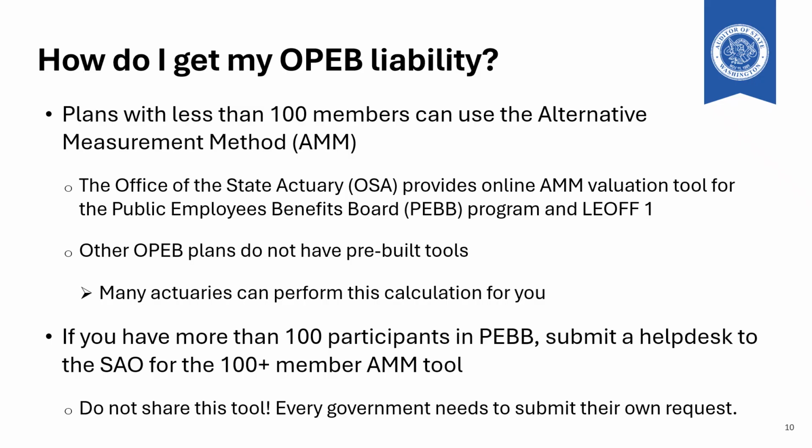Also, if you have more than 100 participants in PEB, you can submit a help desk request to our office to request the 100 plus member AMM tool. This tool is only for cash basis governments. The Office of the State Actuary does not allow governments to share this tool with others. Every government that needs the 100 plus member tool must submit their own request to the SAO help desk to obtain a copy.